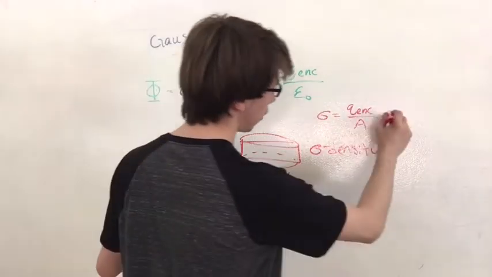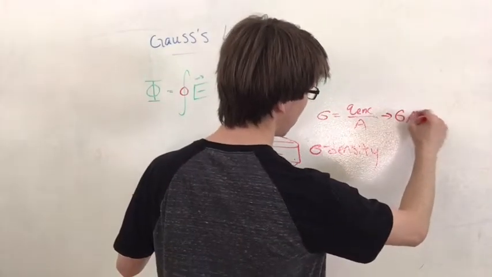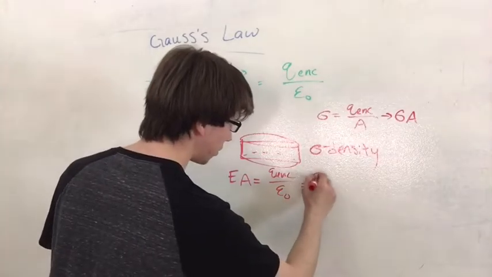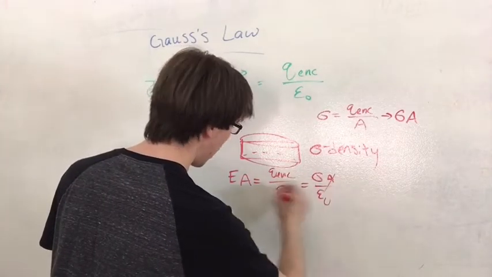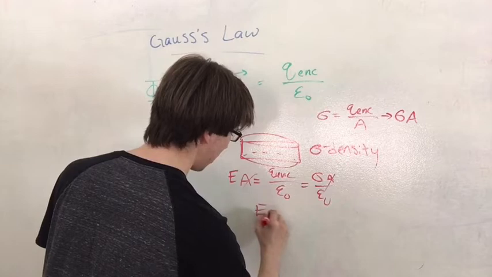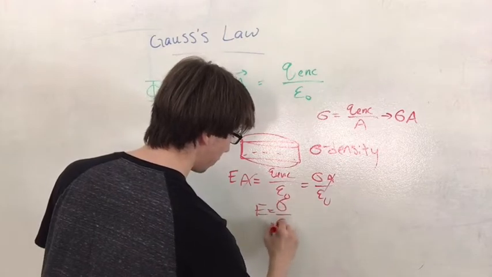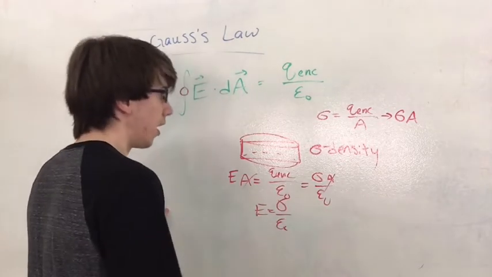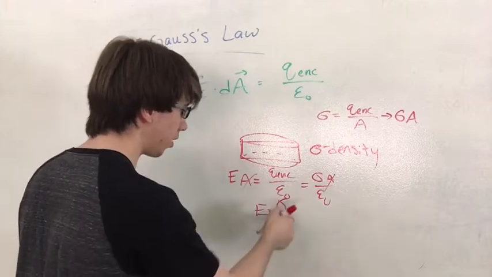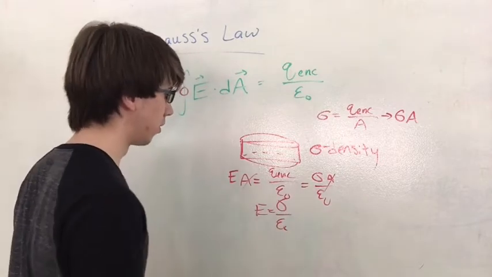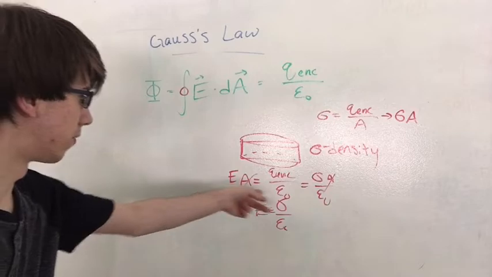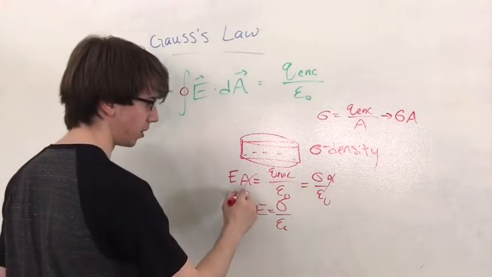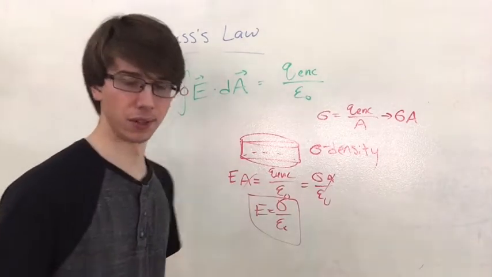So as a result, we solve for Q enclosed, which is equal to sigma A. So EA is equal to sigma A over epsilon naught. The A cancels out, and we're left with E equal to sigma over epsilon naught. You could also say that's equal to Q enclosed over epsilon naught A, but that's the same thing as dividing by A. Since we don't know the charge but we do know sigma, this is the formula we want to use.